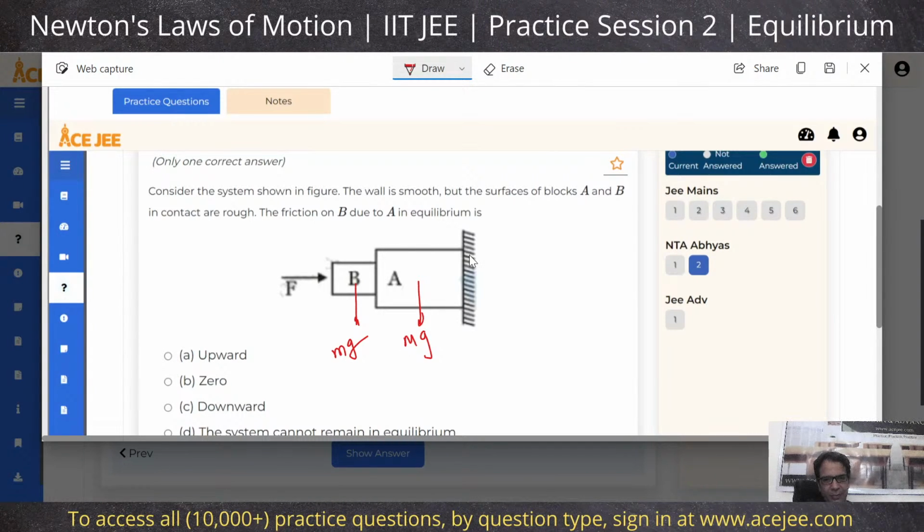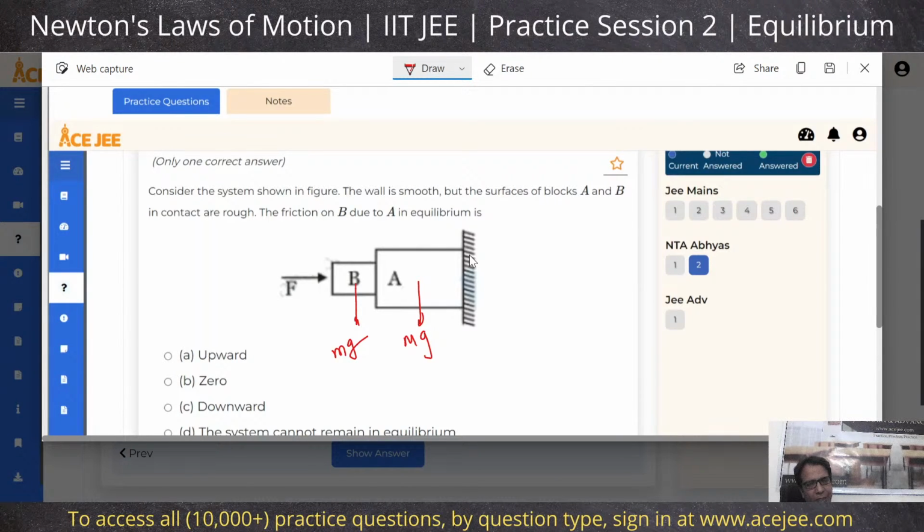Yes, Peter? Sir, do you think they might be asking us that A and B should be in equilibrium with respect to each other? No, Peter, no. Equilibrium means the system is stationary, is not accelerating. With respect to each other, that would be very complex language, and they would have to specify that.